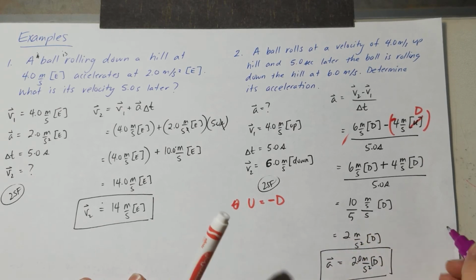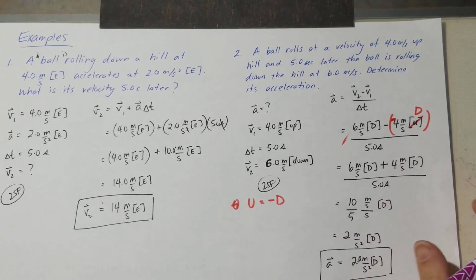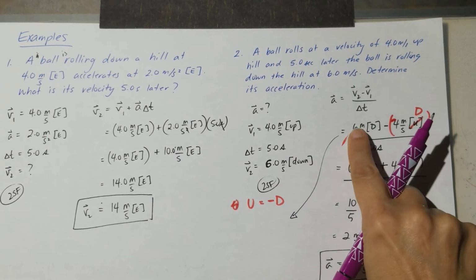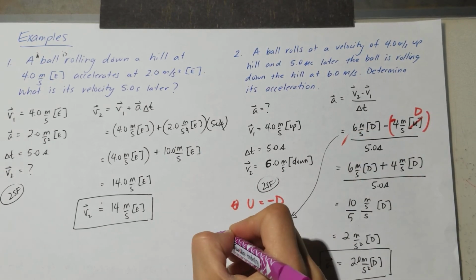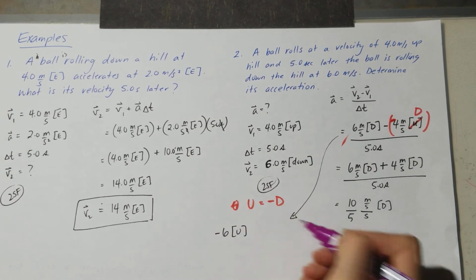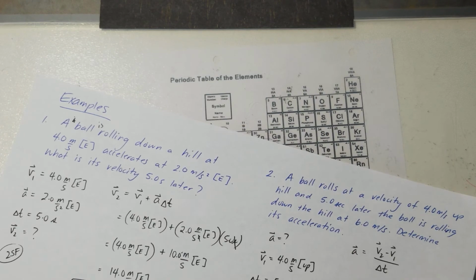Now you might want to know, well, what would happen if I did that the other way? Well, I can take it and show you what would have happened. This 6 down would have become negative 6 up. I'm going to drop off the units just for a second to make sure I have enough space here.